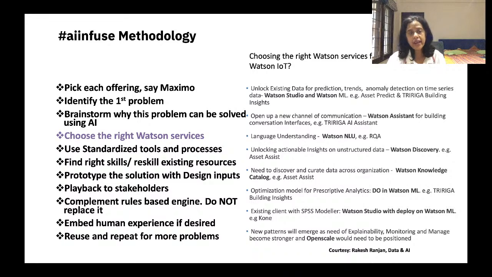Then you choose the right services. So we choose the Watson services, and this means any AI service, any open source service for natural language understanding, for chatbot, for discovery, for any of the AI services you need to pick up. You can use standard tools and processes. You can have a lot of open source tools to be used here. You can use the framework. You want to program in R, you want to program in Python, you want to use Keras, you want to do TensorFlow.